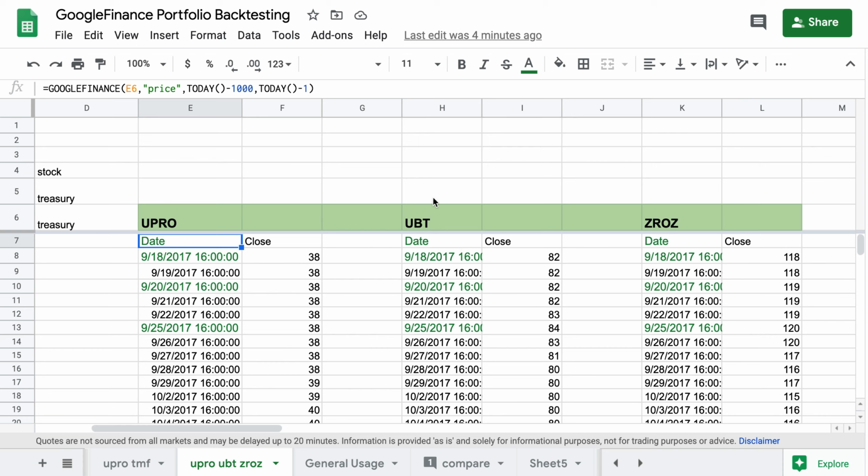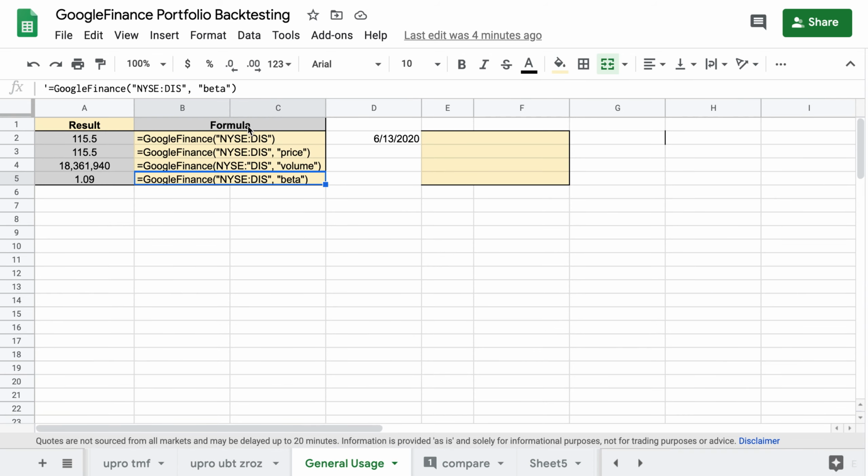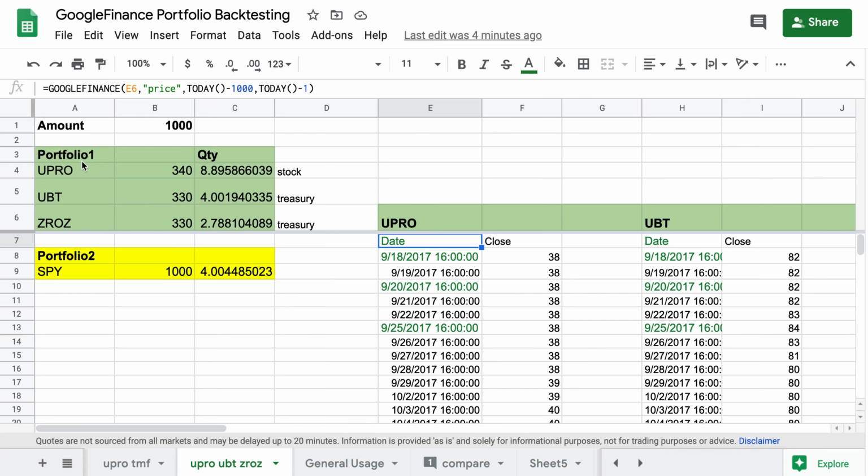So what the code is, it says E6. The first argument is the name of the ticker, so here the name of my ticker is in E6. So it takes UPRO. What I want is just the price, and this is the timeline: today minus 1,000 to today minus 1. So basically what I want is roughly the last 1,000 days of data.